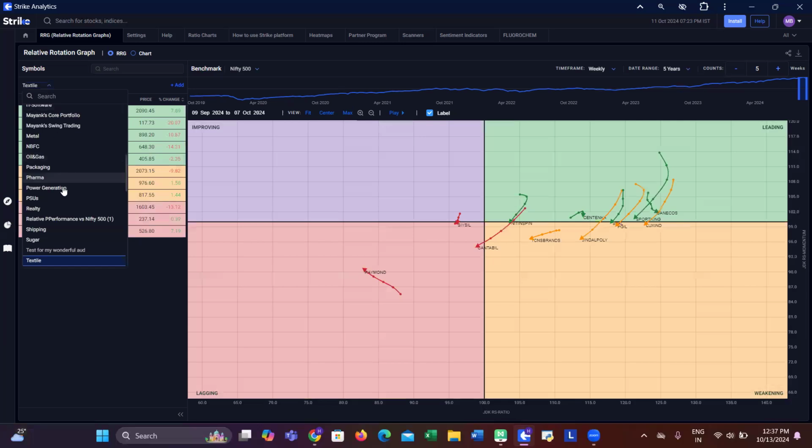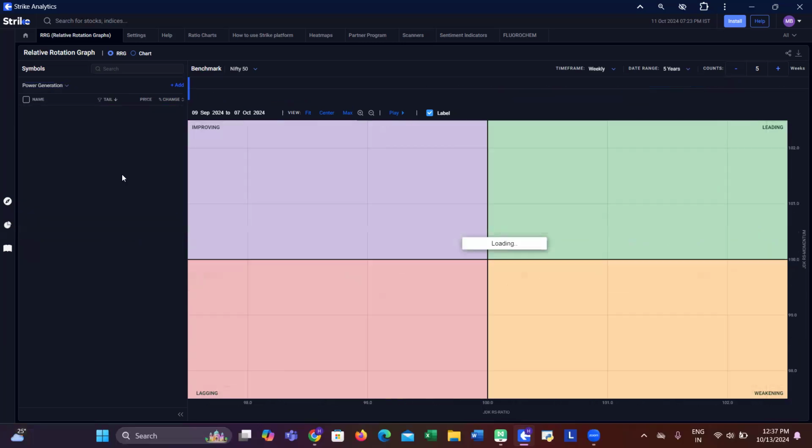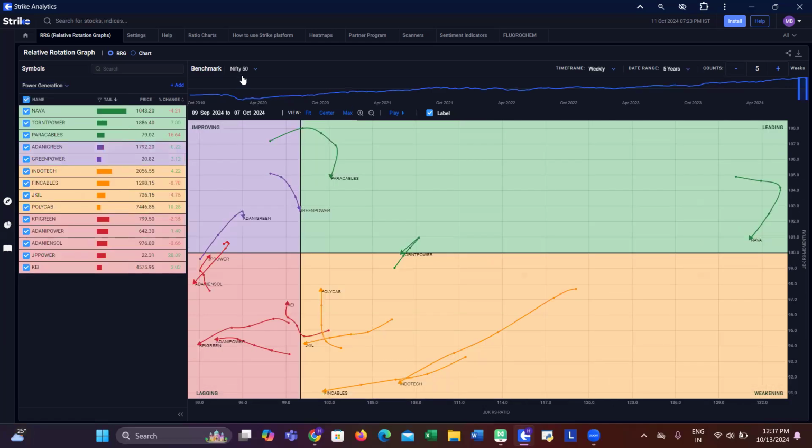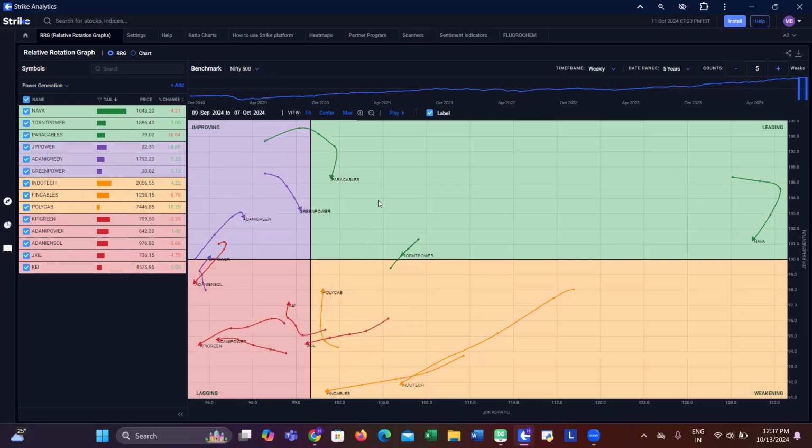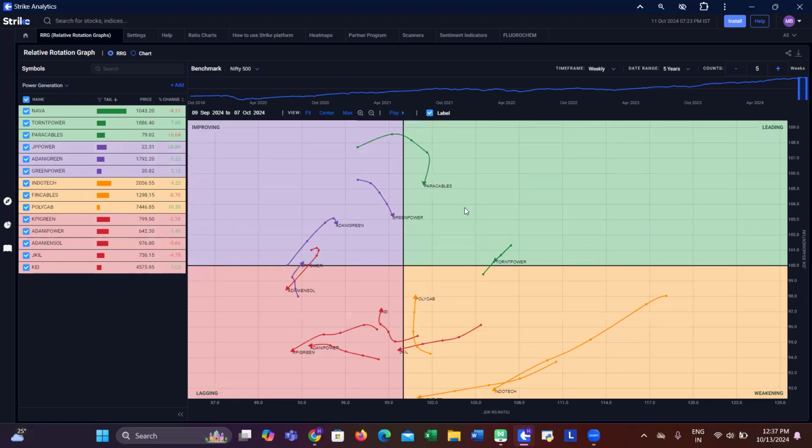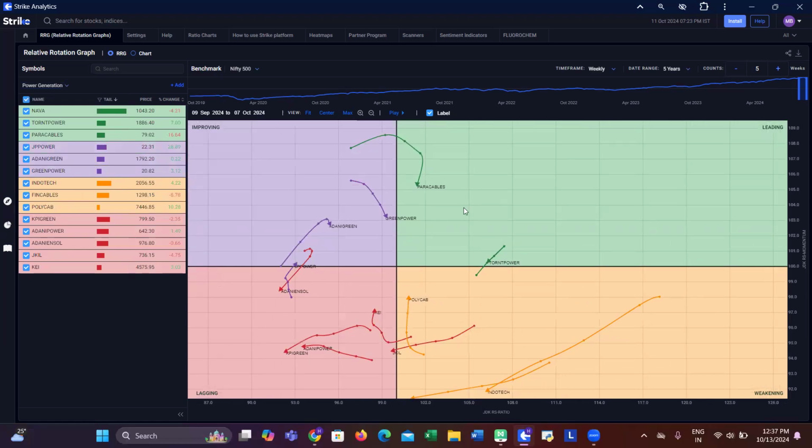I believe I forgot to cover the power generation. Just a minute, somebody had asked for it. So let's look at this. So there we are, based on the data as on 7th of October, but the data will get updated by tomorrow.